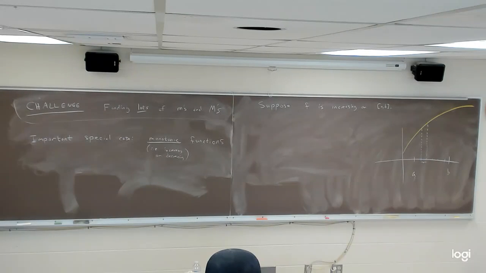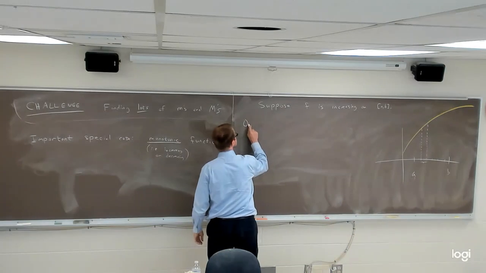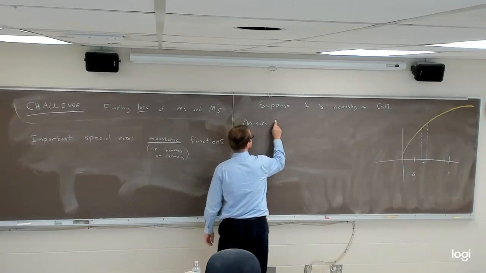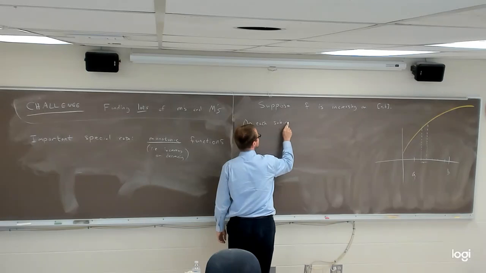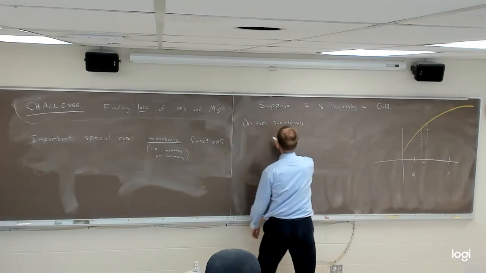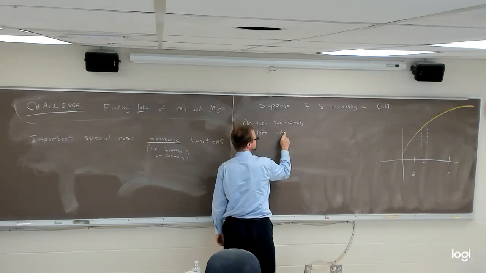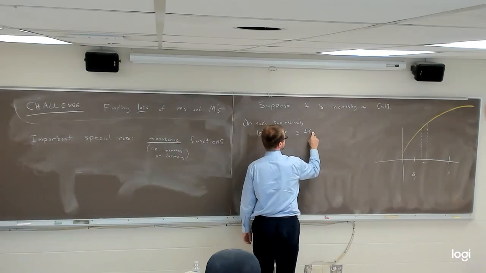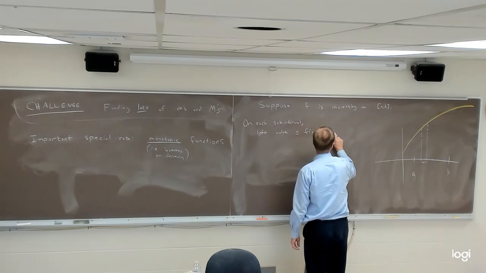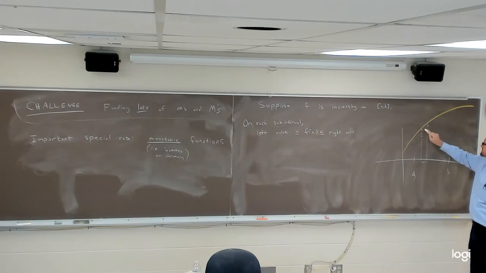The highest point's on the right, and the lowest point's on the left. Right? Simple as that. If it's increasing, on each subinterval, the left value is a lower bound, less than or equal to f of x, which is less than or equal to the right value. f here is bigger than or equal to all these f values, which is bigger than or equal to f there.